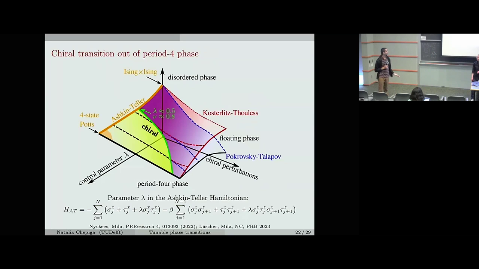Maybe I will ask a question. If you do the DMRG on cylinders instead of 1D systems, can you extend some of these phases to 2D? That's an excellent question, and I'm not going to answer it today. Okay.